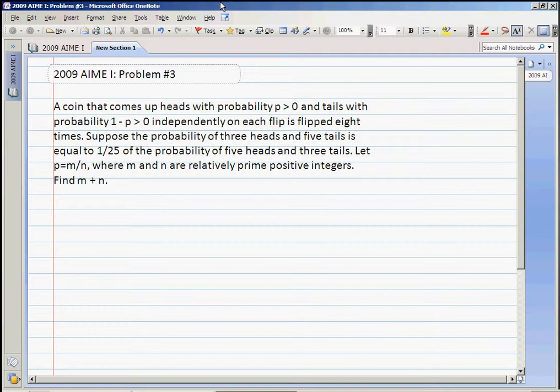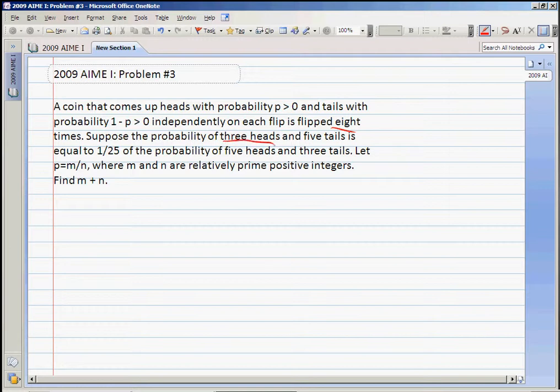Today we are going to talk about 2009 AIME I Problem number 3. A coin that comes up heads with probability p greater than 0 and tails with probability 1 minus p greater than 0 independently on each flip is flipped 8 times. Suppose the probability of 3 heads and 5 tails is equal to 1/25 of the probability of 5 heads and 3 tails. Let p equal m over n, where m and n are relatively prime positive integers. Find m plus n.